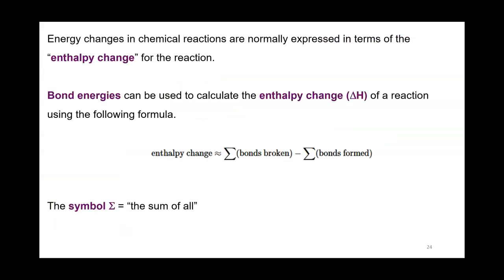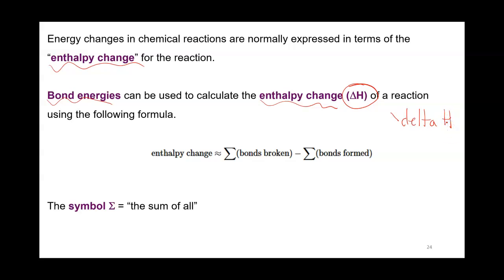So energy changes for chemical reactions are normally expressed in terms of the enthalpy change for the reaction. And we can use the tabulated values of average bond energies to calculate the enthalpy change of any reaction. It should be noted that this is the symbol that we give for the enthalpy change of a reaction. We normally say that this is delta H.